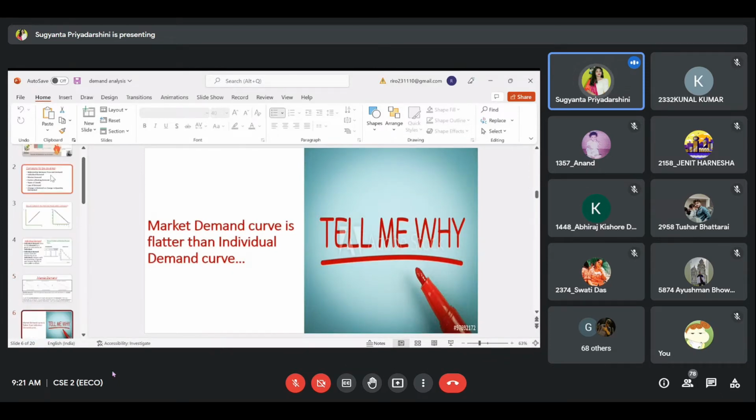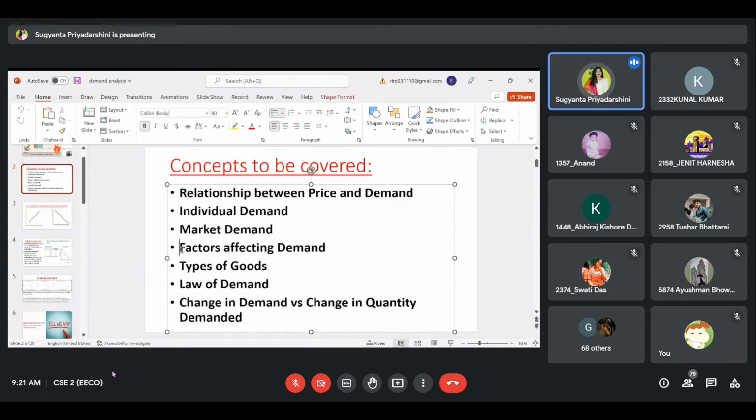Okay, so coming to the next one, that is the factors affecting demand. But before going to that, let me ask you these questions. Suppose you have been to a mall, you saw a jeans, and you want to purchase it, you want to buy it. So what can be the possible factors affecting the demand for that jeans?